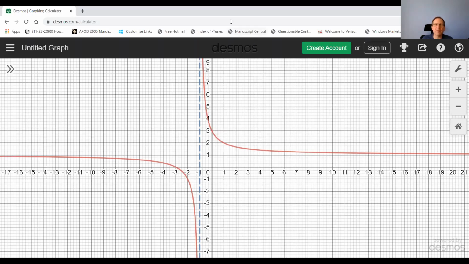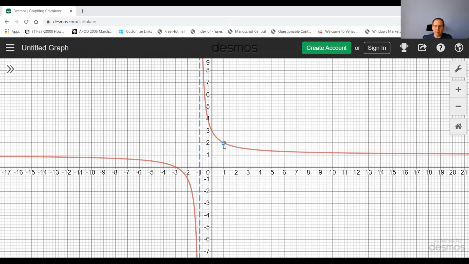But in reality, let me see if I can annotate this. In reality, there is going to be a hole right there. So that one little point, the point (1, 2), actually doesn't exist, right? So there will be a hole there. So vertical asymptote at x equals -1, and then a hole at x equals 1.